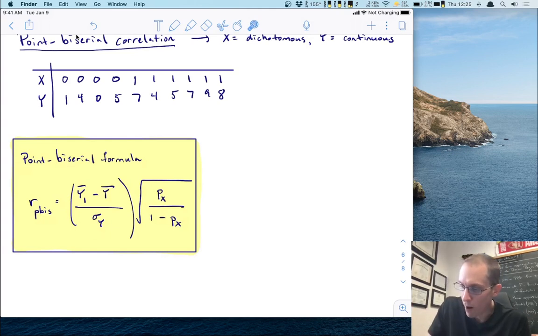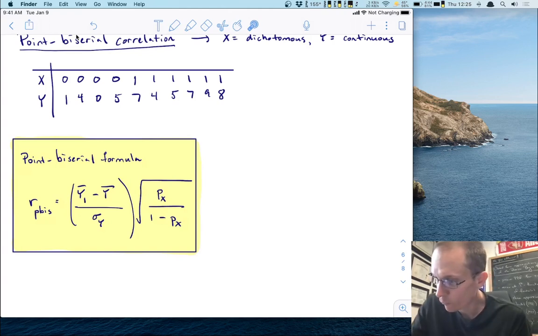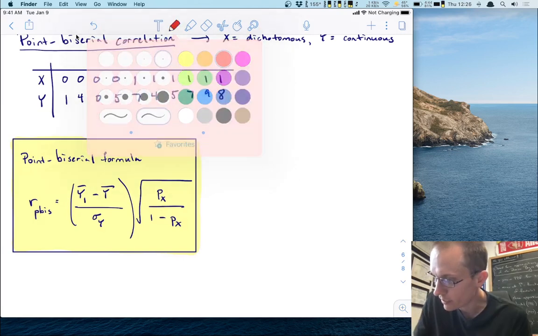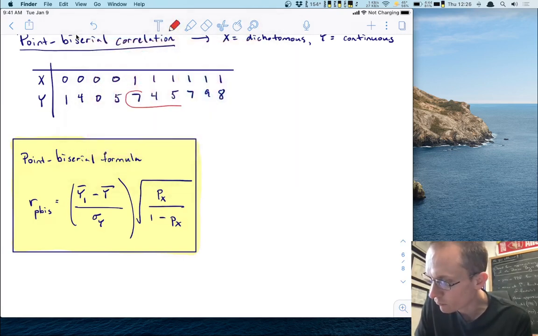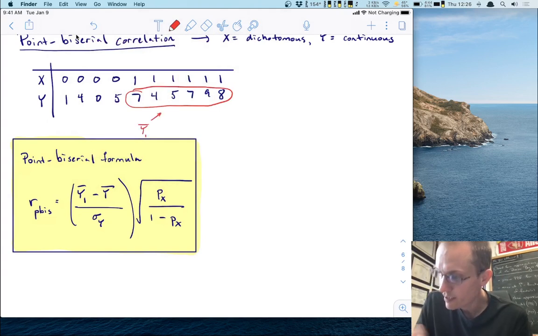Okay. What is y1? That's a little bit new for us. This y1 bar, this is the mean of the y's for which the x variable associated was correct or scored a 1. That's what the subscript 1 represents. So let me say that again. It's the mean of the y's for which the associated x variable was scored correctly. So for this one, let me get a little red mark here. That's going to be these scores right here. Okay, we're going to take the mean of those, and that's going to be that y1 bar.